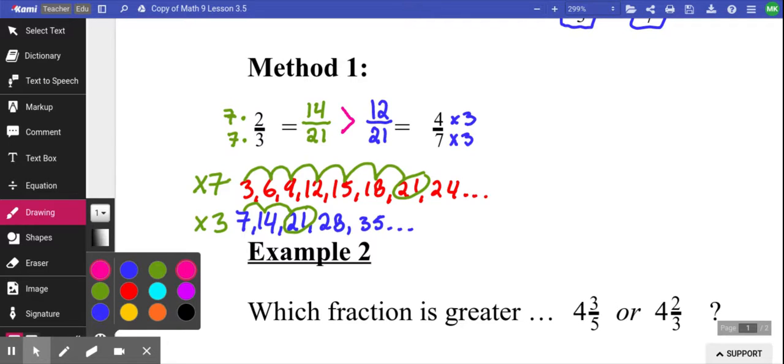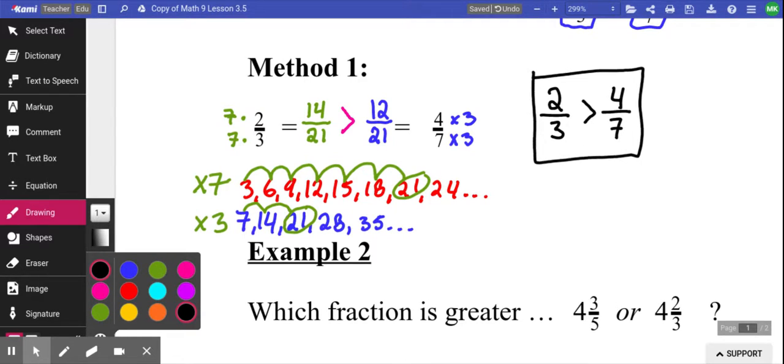And we represent that with that inequality sign. That's the greater than sign. So that means 14 over 21 is greater than 12 over 21. That means we can conclude that 2 over 3 must be greater than 4 over 7, because when we got them common denominators, it was bigger than the other one.